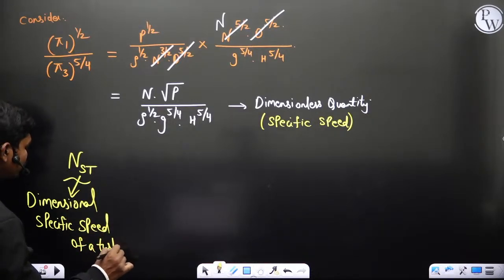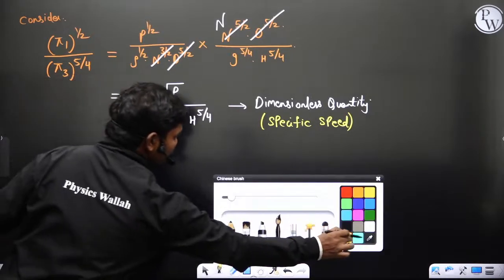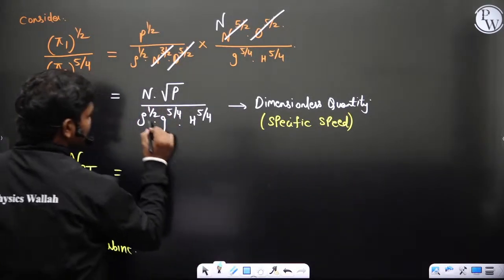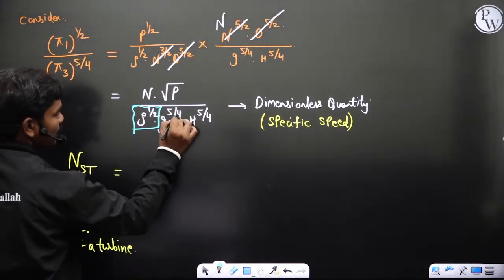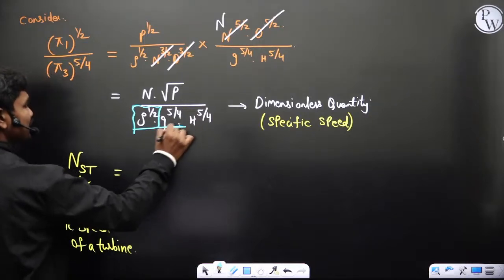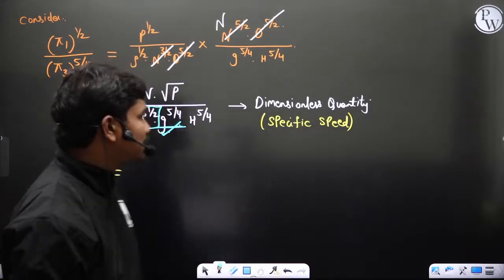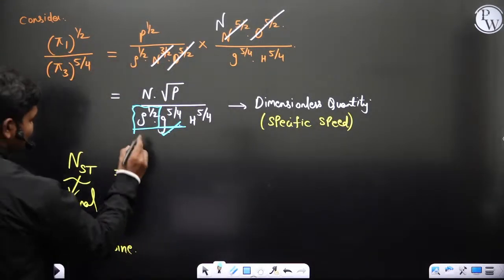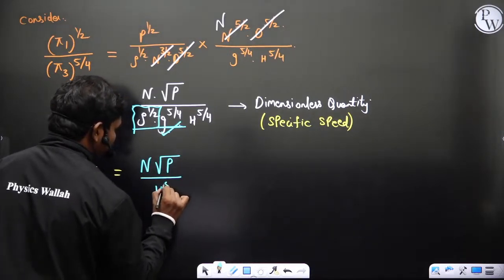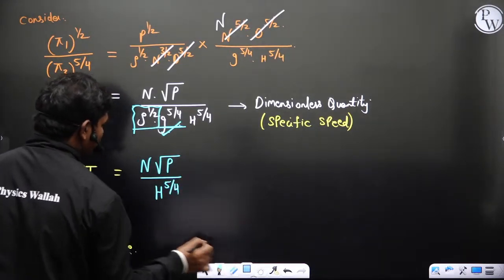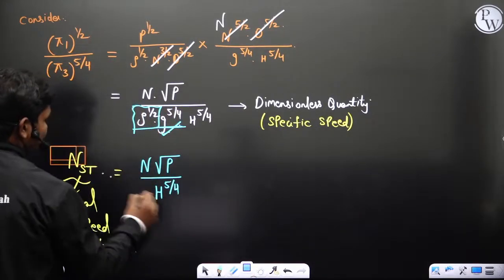Because generally if you are testing with the same fluids, this density can be taken out and eliminated. If you are not using the same fluids, then you cannot do this. Also if you are testing in the same location, the gravitational field can be neglected because gravitational variations do not impact much. So this value becomes n root p by h power 5 by 4. This expression is very important in determining the size of the turbine.